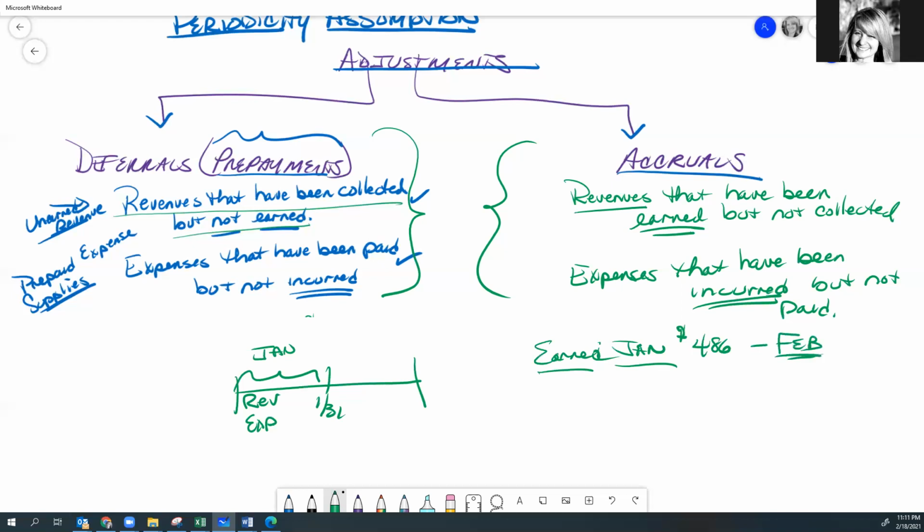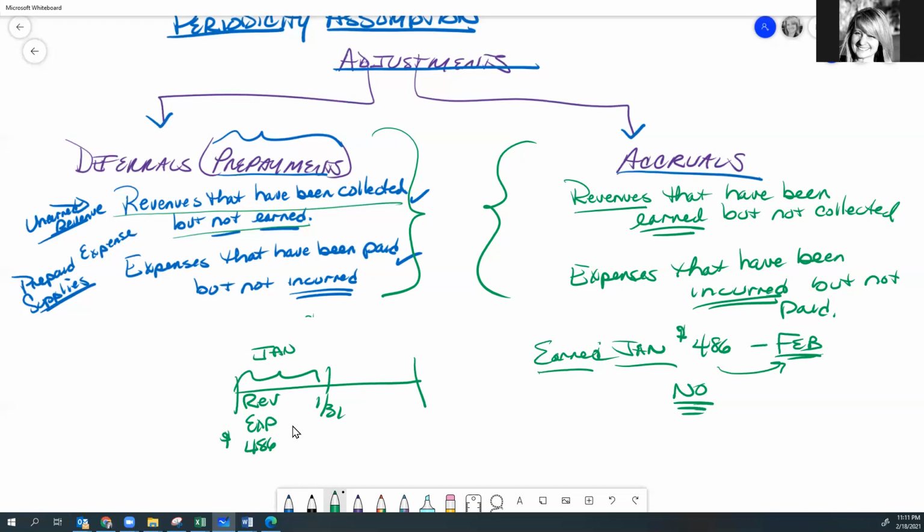So my question is always to students, how about if we just wait until February to recognize that revenue when we actually receive it? The answer is, oh, no. Of course, we can't do that because we use the accrual basis of accounting, which means we need to recognize revenue when it has been earned. And since I had the money on deposit in January, I need to earn that revenue and show it, $486. I need to show that revenue in January when I earned it, not February when I collect it.